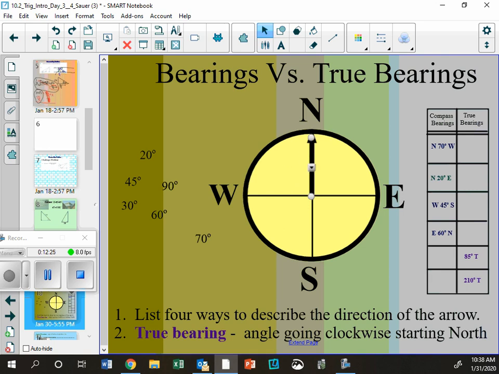If I asked you to travel to true bearing 70 degrees, just 70, not north 70 west or west 70 north, that's totally different, just 70, then it would be here, because this would have been 90, and this is 30 off of 90, so that's where 70 would be. Here's where 90 is, here's where 180 is, here's where 270 is, here's where 360 is, same place as 0. Okay, that's called true bearings.